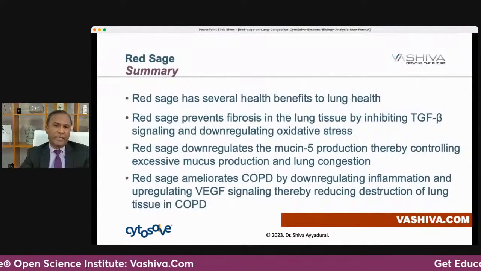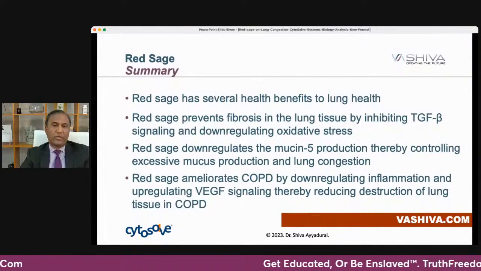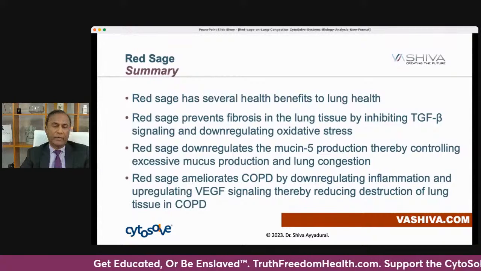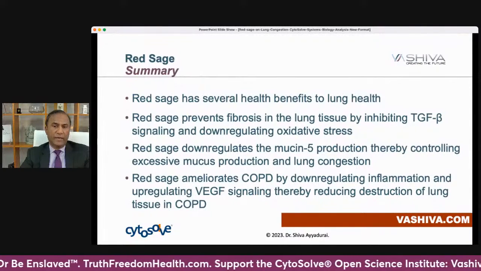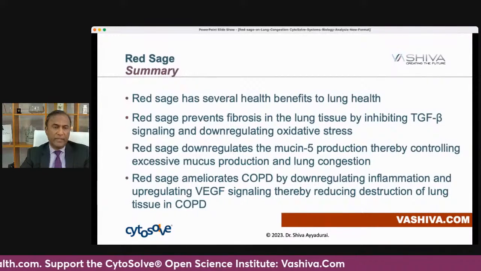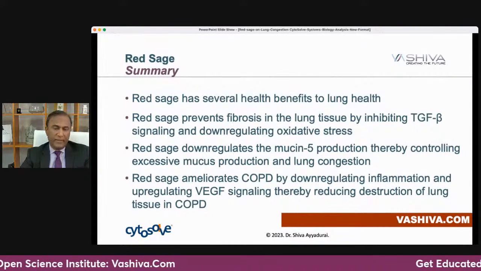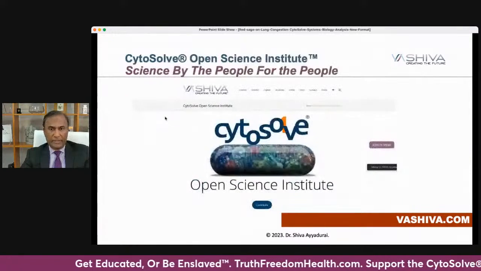So in summary, red sage has several health benefits to lung health. It prevents fibrosis, which is a scarring in the lung tissue, by inhibiting TGF-beta signaling and downregulating oxidative stress. Red sage also downregulates mucin 5 production, thereby controlling excess mucus production and lung congestion. And then finally, red sage ameliorates COPD by downregulating inflammation and upregulating VEGF signaling, thereby reducing destruction of the lung tissue. That's what happens when you have COPD.